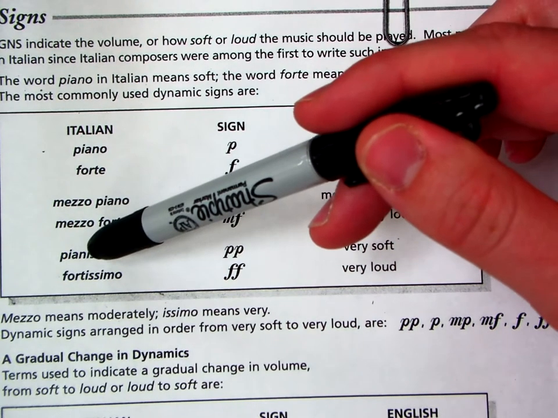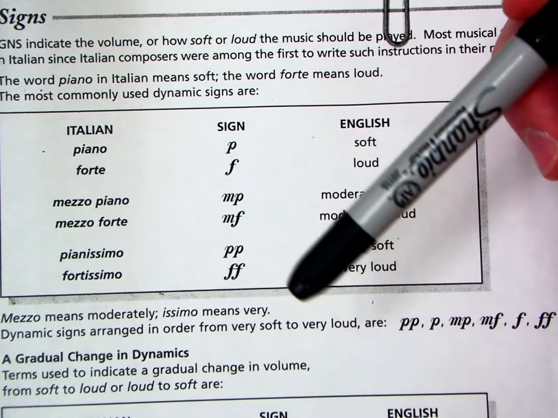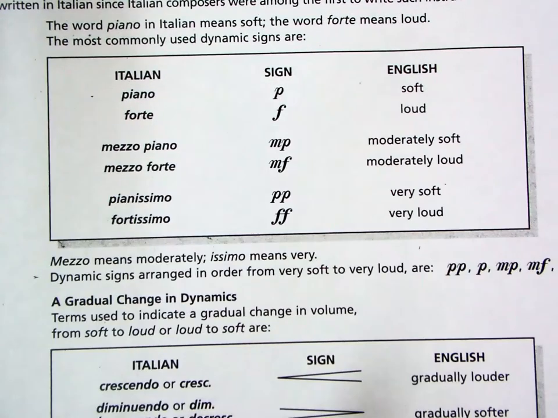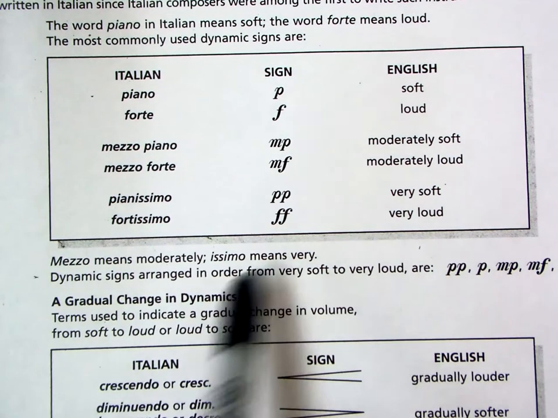Anytime we add the term issimo to the end of one of the musical terms that we already know, we get very. So pianissimo means very soft, and fortissimo means very loud. And that's what it says underneath here. So mezzo means moderately, issimo means very.